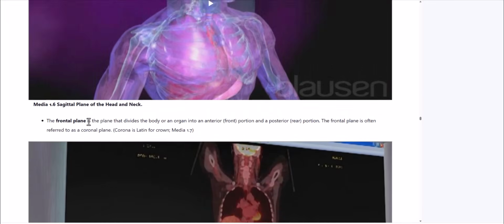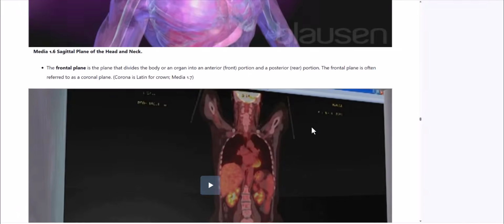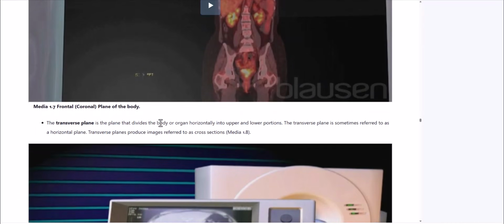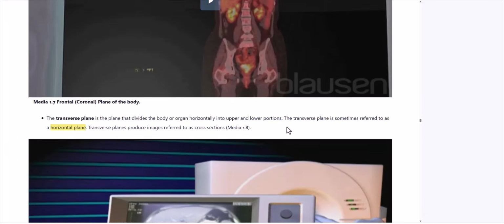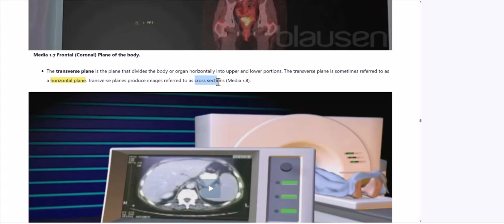Frontal. Frontal plane, also called coronal. This is when you are creating front and back sections, anterior and posterior, ventral and dorsal sections. And then the transverse plane, this is dividing the body into upper and lower, superior and inferior sections. This is also called cross section. It's also referred to as horizontal. So let's highlight those. Horizontal, transverse, these are the same thing, as is cross section.